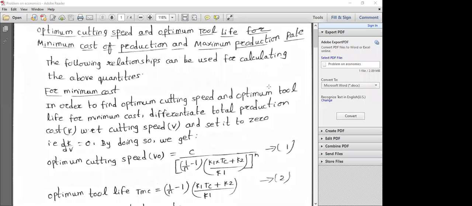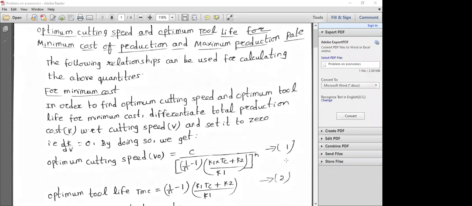For minimum cost, already I told you yesterday, we have derived the total production cost in terms of K, and we have to differentiate this particular equation with respect to V, the cutting speed, and set it to 0. Take it for granted that you have practiced, and you'll get the optimum cutting speed V0 equal to C by (1 by n minus 1) into K1 into TC, the tool changing time, plus K2.